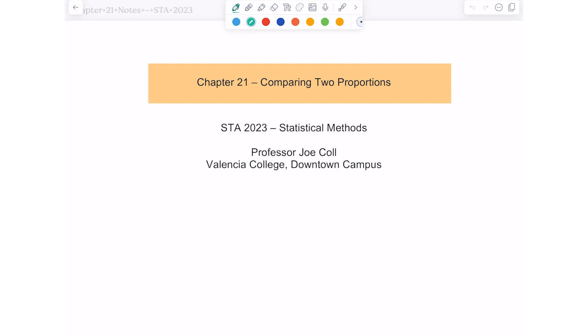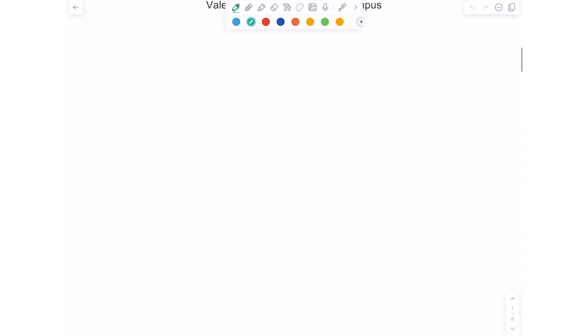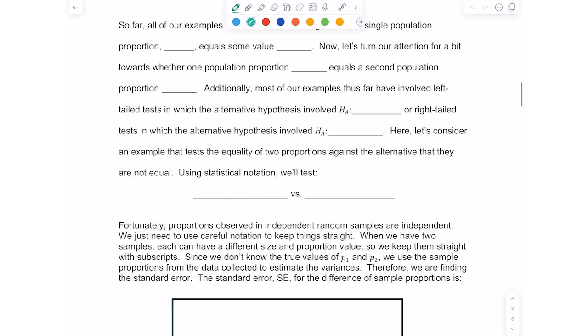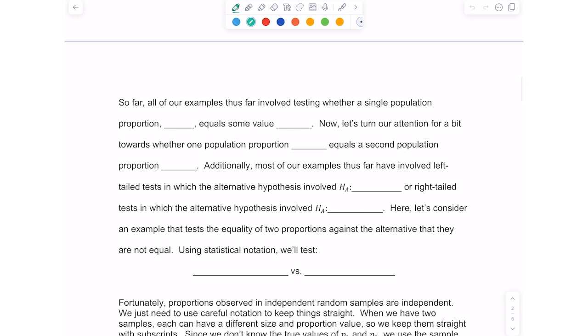Chapter 21 video, where we're going to be comparing two proportions. In this chapter, we're going to extend our knowledge of one proportion z tests and one proportion z intervals to comparing two proportions. So far, all of our examples have involved testing whether a single population proportion, p, equals some value, remember, which was our claim, and we called it p0.